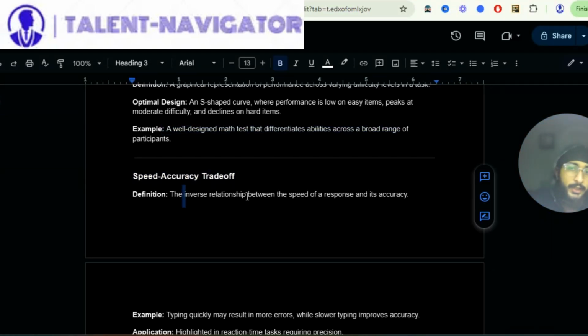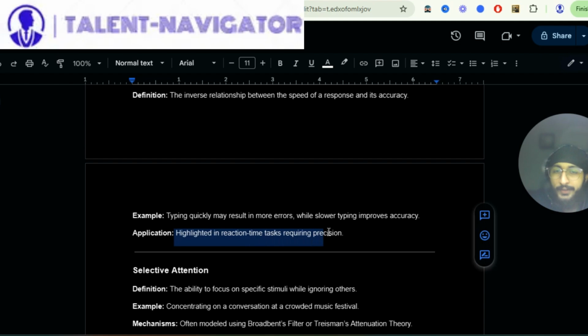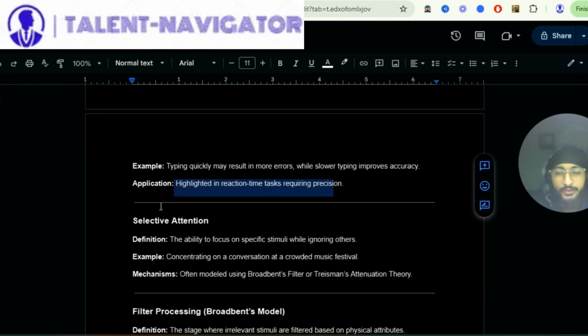Speed-accuracy trade-off: the inverse relationship between the speed of a response and its accuracy. Example: typing quickly may result in more errors, while slower typing improves accuracy. Application highlighted in reaction time tasks requiring precision.